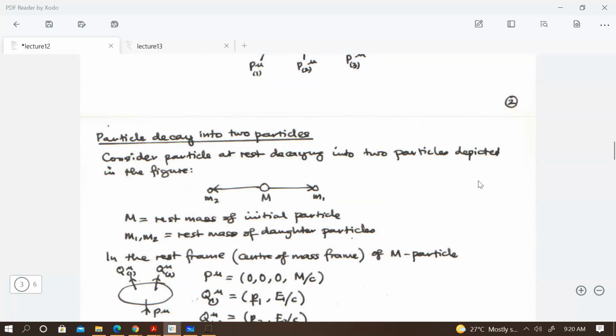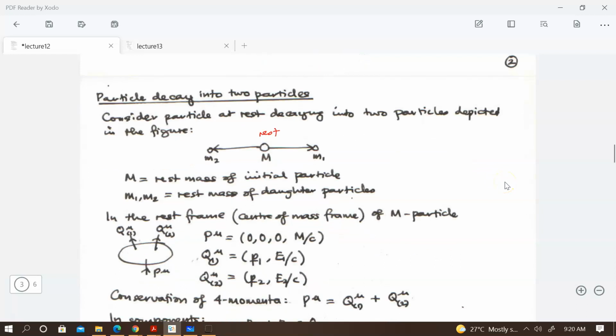So here is the consideration of a particle decaying into 2 particles. You have a particle at rest, and then it decays to 2 particles which have kinetic energy. We denote the rest mass of this initial particle by capital M, and the rest mass of the daughter particles by small m with subscripts 1 and 2. Given the information you have here, what can we say about the 4 momenta?